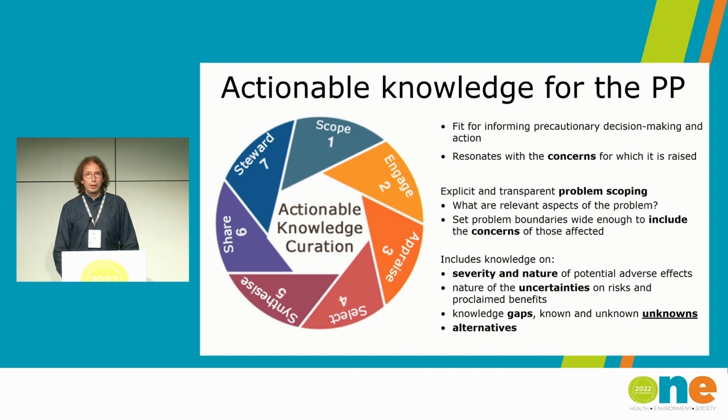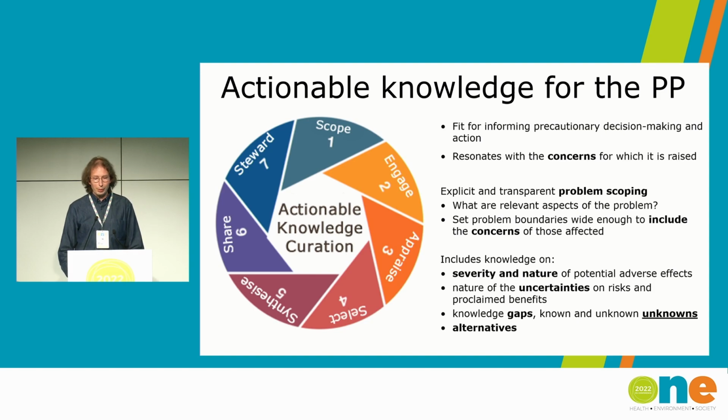So, to conclude, it means that we need actionable knowledge that helps us to take precautionary action faster and more effectively than we have done in this eternal cycle of allowing pesticides on the market and then responding too late to early warnings and banning them only after 20 years, while they should never have been allowed on the market in the first place. So actionable knowledge is knowledge that is fit for informing precautionary decision-making and action. It resonates with the concerns for which it is raised. So it starts from the matters of concern or the matters of care, and not only from the matters of facts. And then from the matters of concern, we find out what facts are salient, important, and relevant.